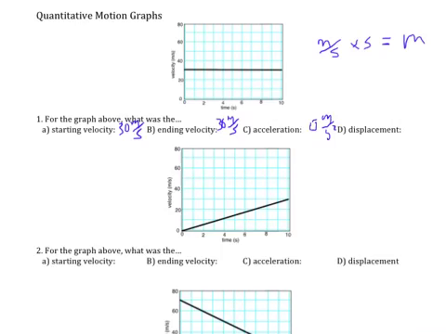Now to calculate the displacement, all we have to do is multiply the y-axis, which is 30 meters per second, by the x-axis, which is 10 seconds. Now what happens there is the seconds cancel out, and what I'm left with is 300 meters, which is my answer here. 300 meters.